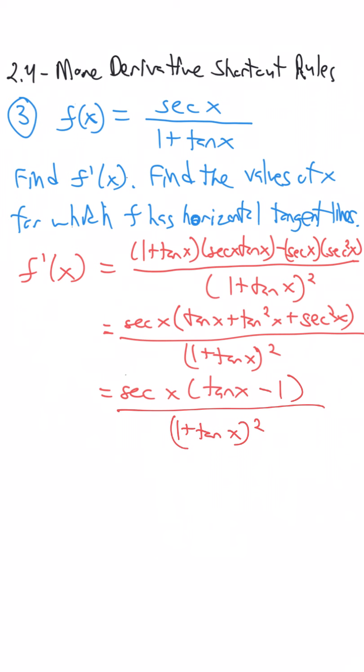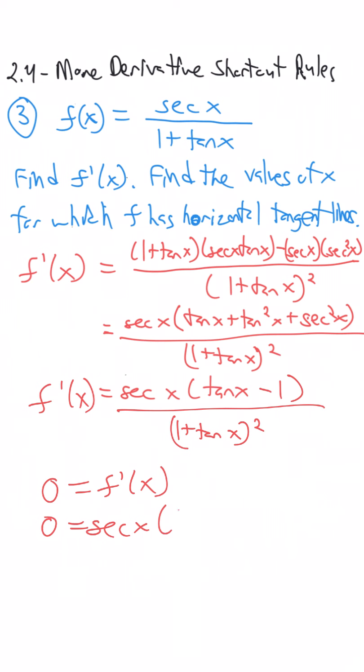So how will I know when the function f has horizontal tangent lines? Well, when f prime of x equals what? 0, since f prime of x is the slope of f. So we basically want to set f prime of x equal to 0. We want to find the zeros of this derivative function. So I'm going to set f prime of x equal to 0, which means I'm essentially saying that what? The numerator has to equal 0.